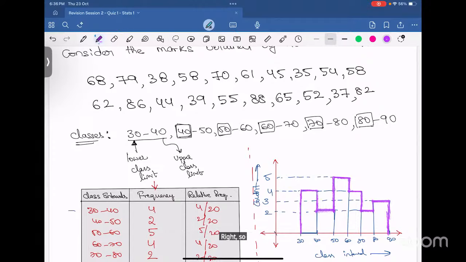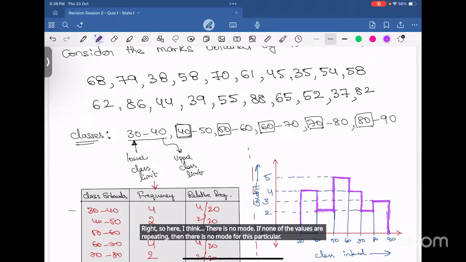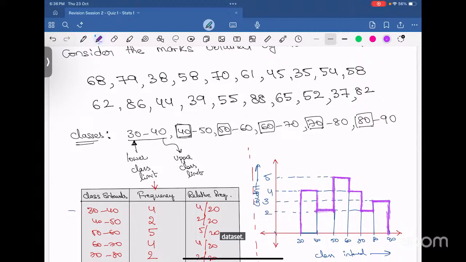Right, so if none of the values are repeating, there is no mode for this particular data set. Mode can be zero, no? Mode can be zero, right? So no mode is different from zero mode.